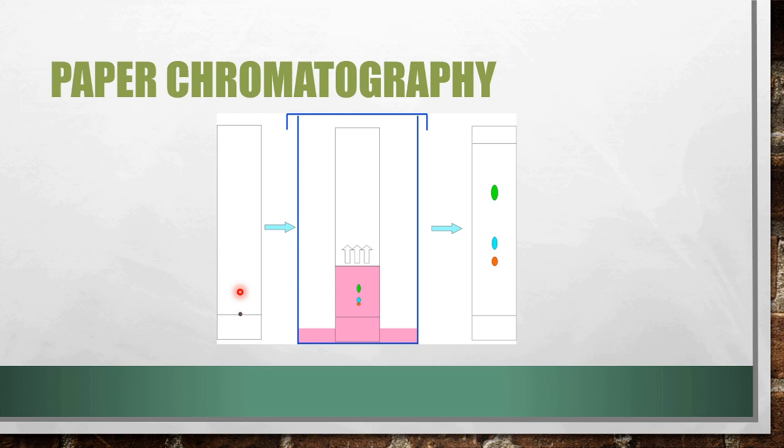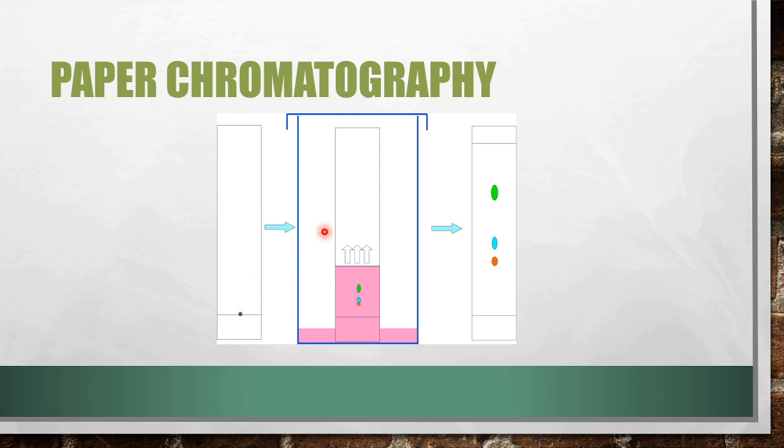The apparatus of paper chromatography contains a filter paper, a support for the filter paper, and an airtight glass cylinder. The sample solution to be tested is spotted near the lower edge of the paper and then dried.